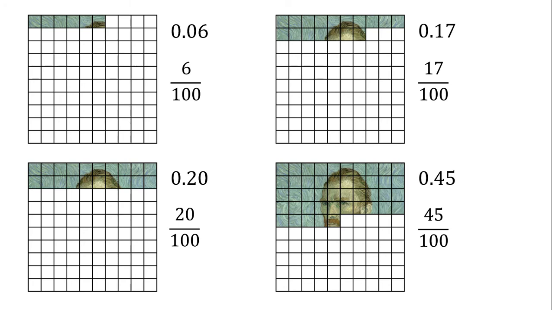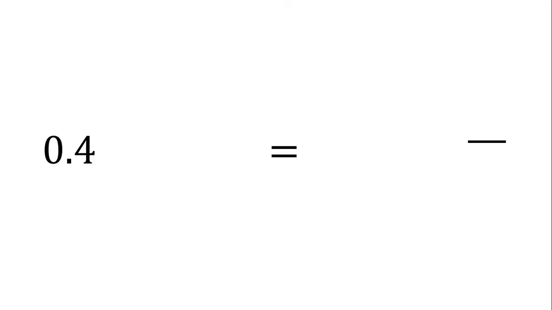Well done, everyone. Now, do we want to color in a 100th grid every single time we want to convert a decimal into a fraction? Absolutely not. That takes way too long. We need to find a faster way to do it. How do we do that? Well, what if we had 0.4? How would we convert that into a fraction?